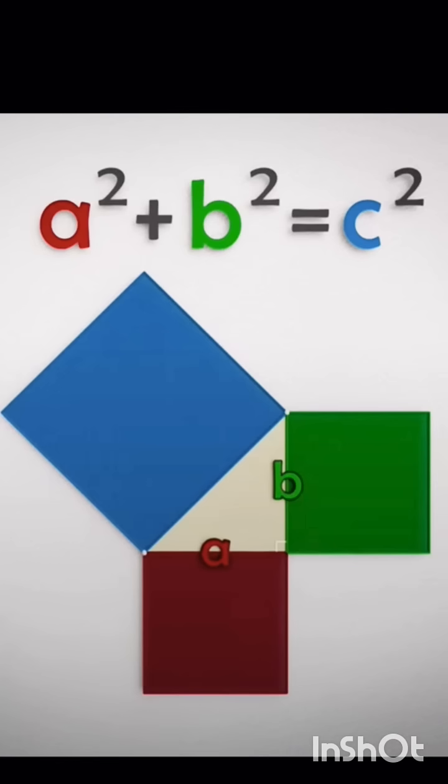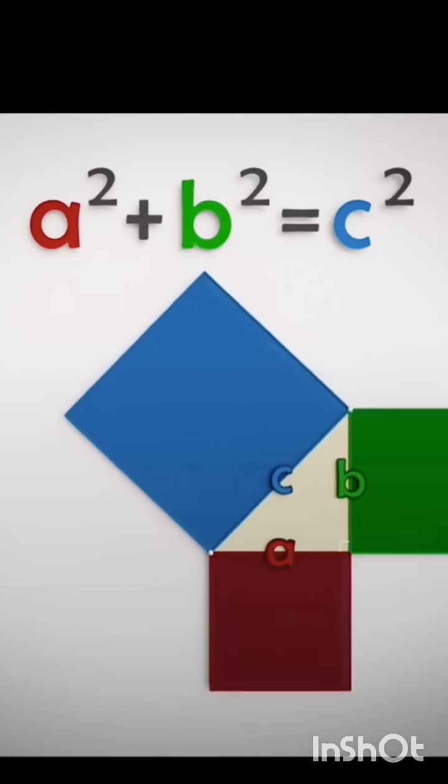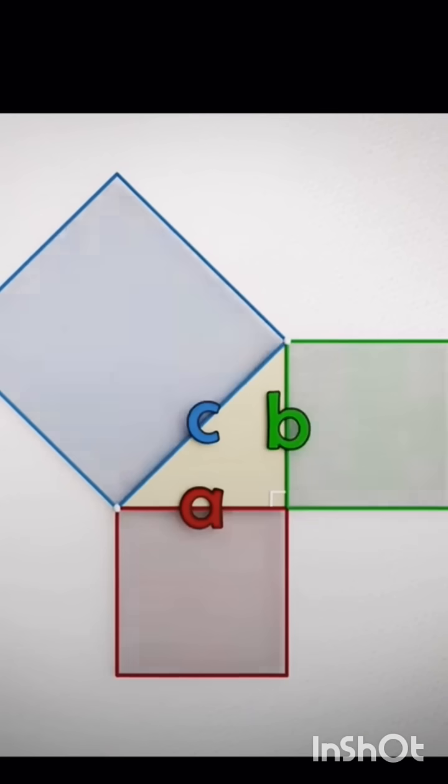two squares made from the legs of the triangle together have the same area as the square made from the hypotenuse. No matter how you squash or stretch a right triangle, this will always be true. Let's play with this pattern a bit.